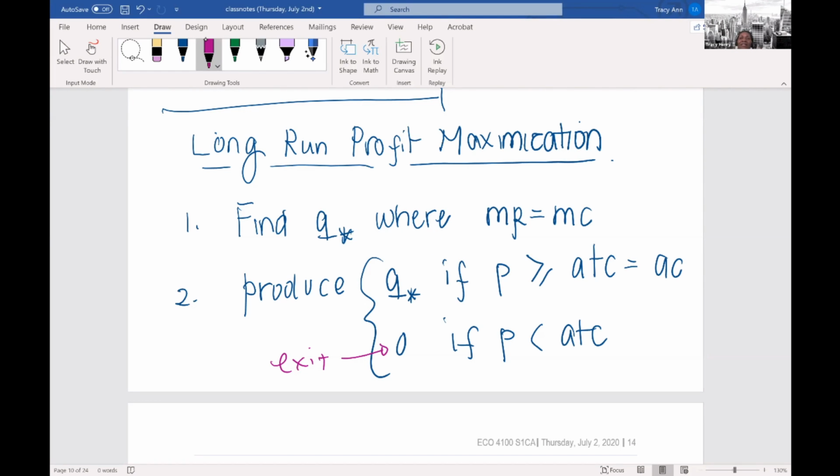The idea is, in the long run, you can vary your inputs, all of them. So it makes no sense for you to stay producing and getting that negative profit in that kind of situation. I also want you guys to realize that in this case, your profit is less than 0, so you're not going to want to entertain it. Also, on the other side, when price is equal to average total cost, your profit is equal to 0. And remember that we're talking about economic profit.